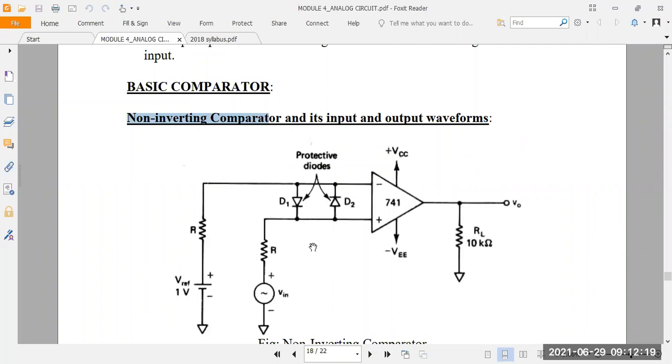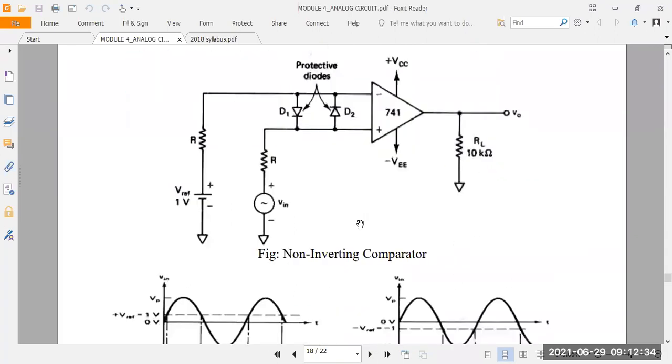Understood? So after writing the circuit diagram, you have to write the input and output waveform. In the exam, they will ask problems here. Okay, comparator, they will ask the problem. They don't ask any explanation here because this is very simple.